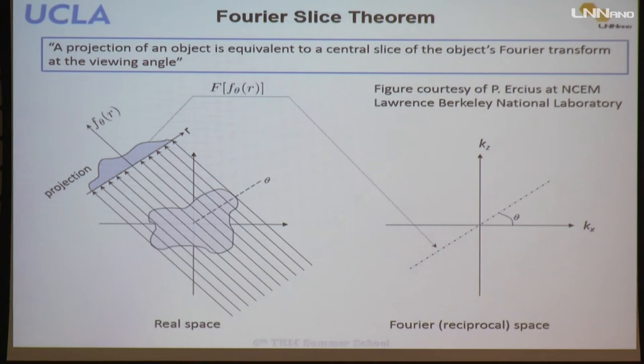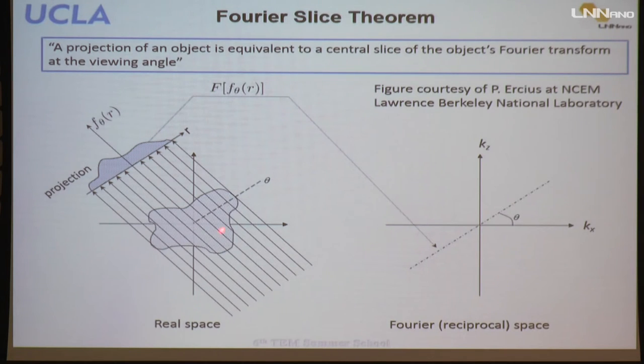So let's go to the Fourier slice theorem. This is what relates the Radon transform and the Fourier transform. This is a very important theorem. If you understand this Fourier slice theorem during today's lecture, that's already very good. Whenever you deal with electron tomography or any kind of tomography, once you understand this, it makes life much easier. The projection of an object is equivalent to a central slice of the object's Fourier transform at the viewing angle.